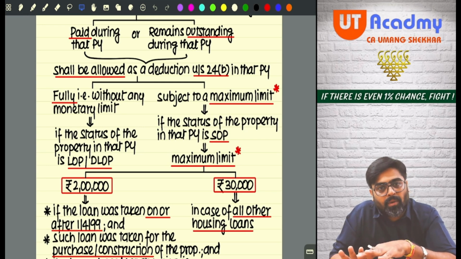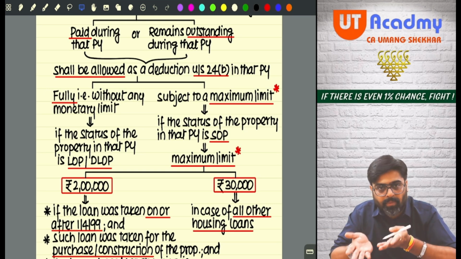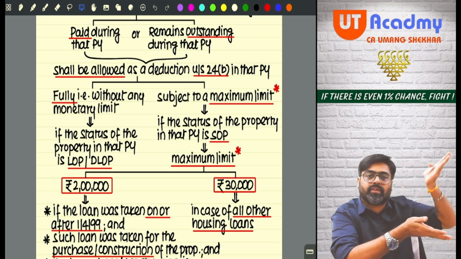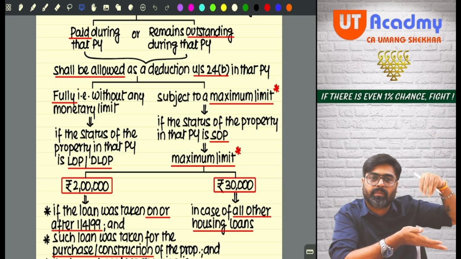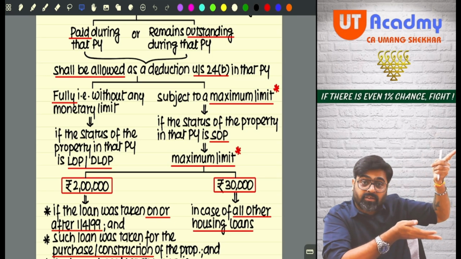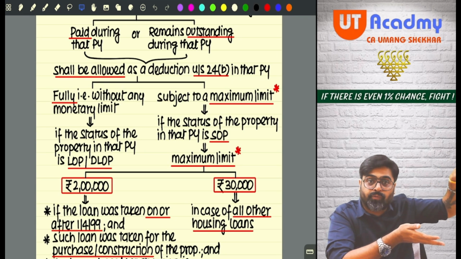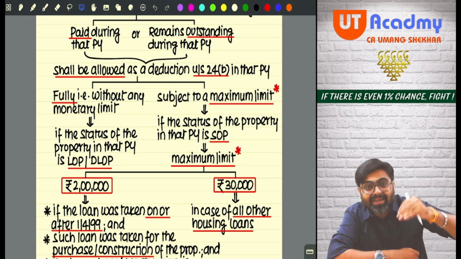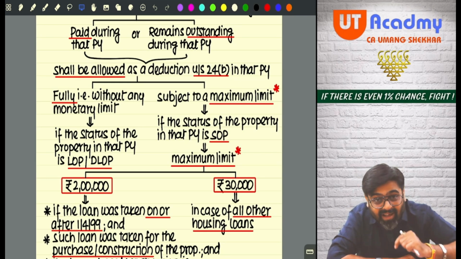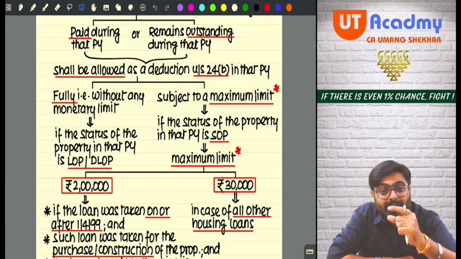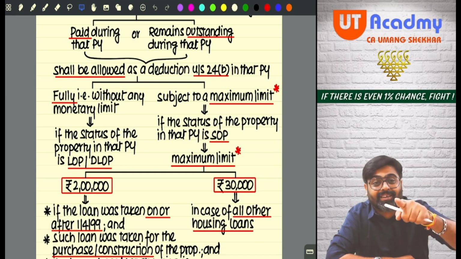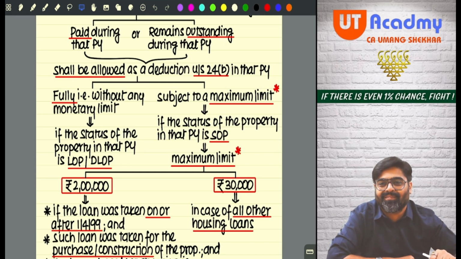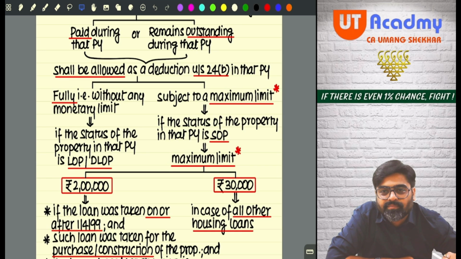If I am using that property in this year as self-occupied property, then the property is SOP. And next year I have given the same property on rent, so next year the status of the property will become LOP. So next year's interest of the same property will be allowed fully because next year the status is LOP. But this year's interest will be allowed on the basis of this year's status. And what is this year's status? SOP. Getting my point?